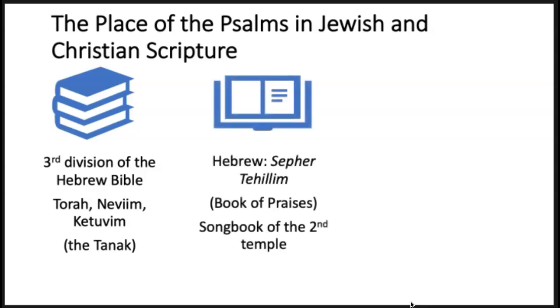The Hebrew name for the book of Psalms is Sefer, that's book, Tehillim, praises, book of praises. It's also referred to as the songbook of the Second Temple. Second Temple being that temple that was built following the return from exile. Solomon's temple was destroyed by the Babylonians in 586 BC. It was rebuilt when the exiles returned.